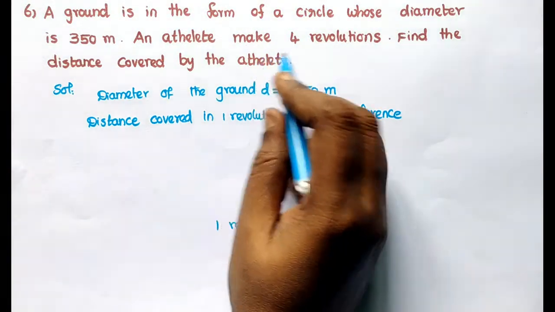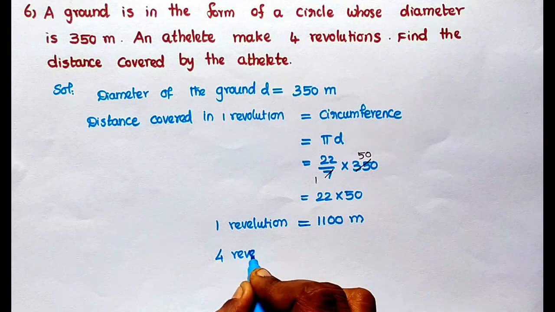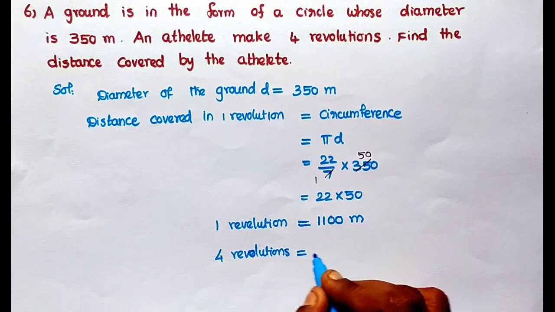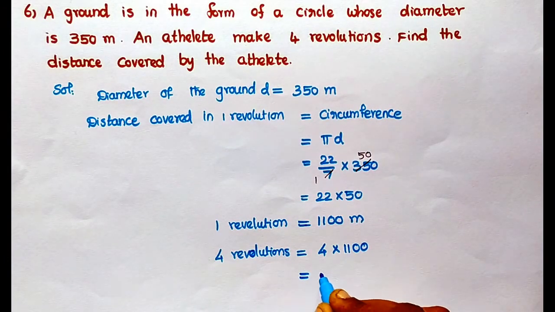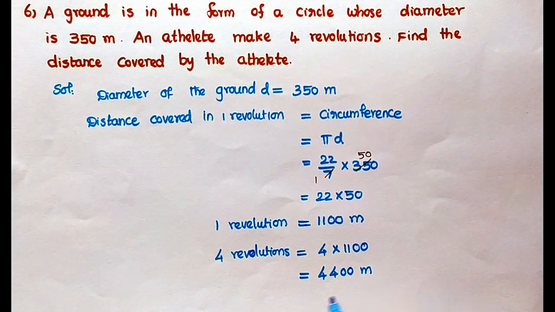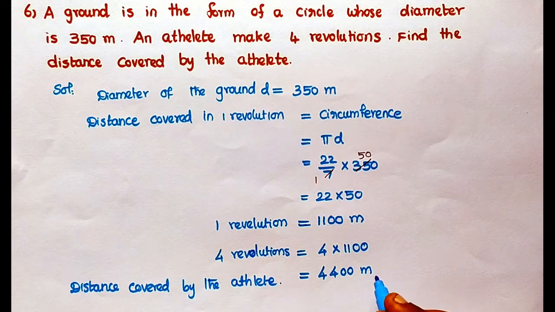Athlete makes how many revolutions? 4. So 4 revolutions equal to 4 into 1100. That is equal to 4400 meter. That is the distance covered by the athlete. That is the answer.